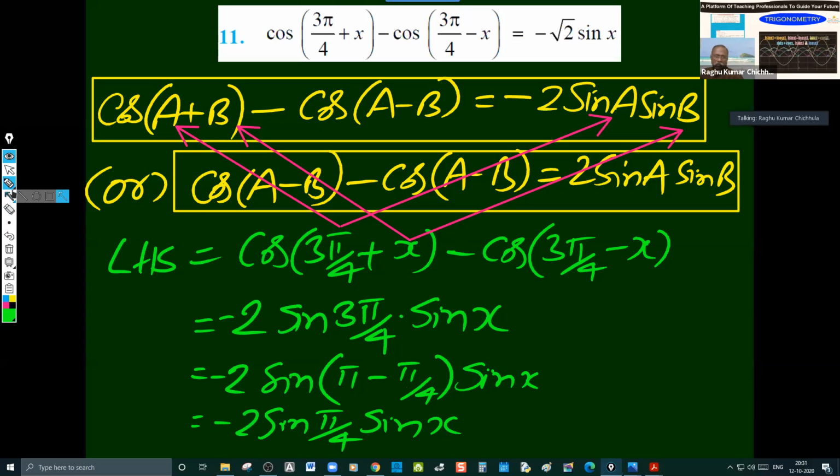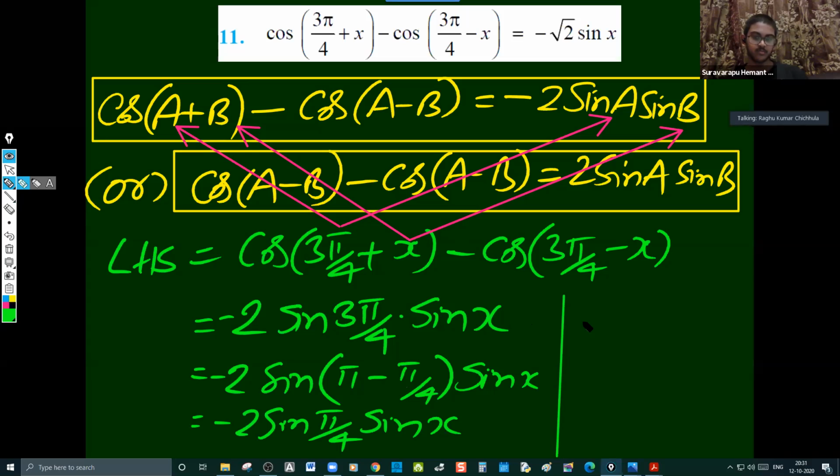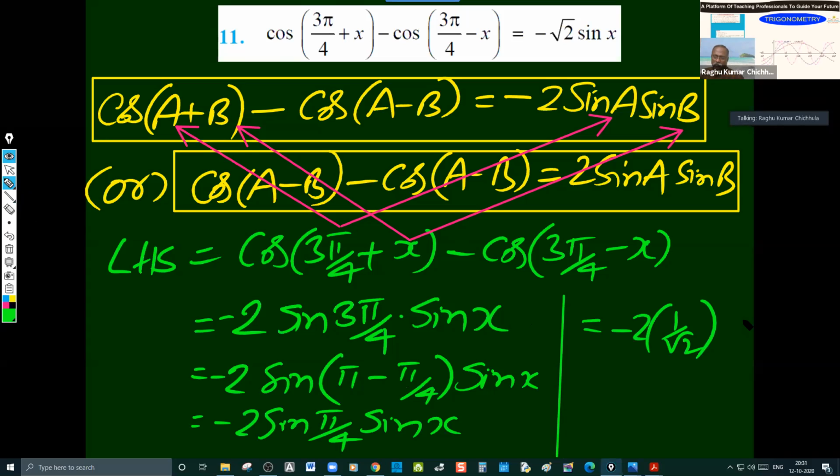Okay. Now, what should be the final answer for this? What is sine pi by 4? 1 by root 2. That's it. So, minus 2 into 1 by root 2 into sine x is nothing but minus root 2 sine x, which is nothing but RHS. That's it.